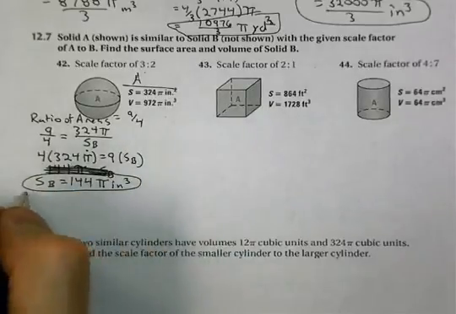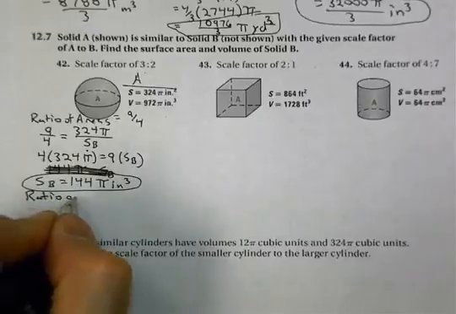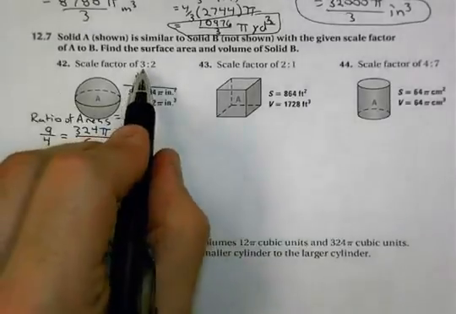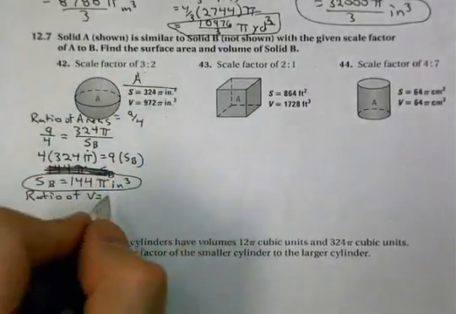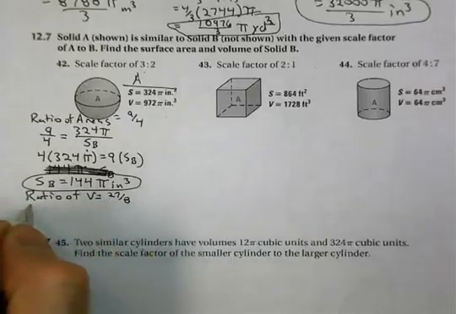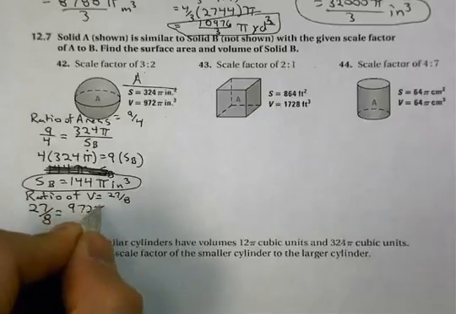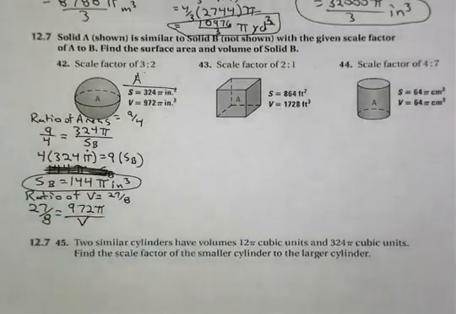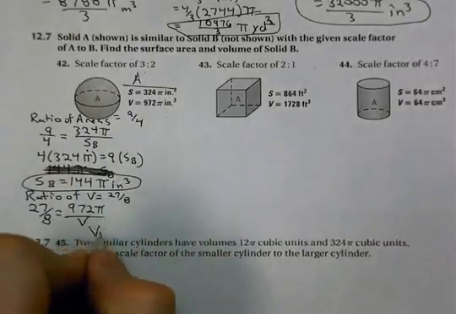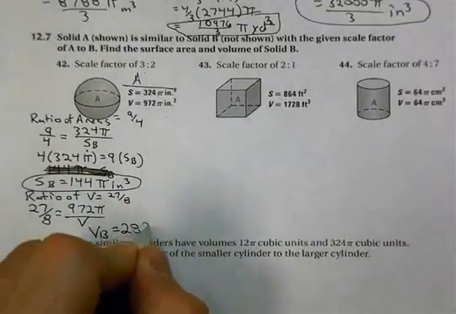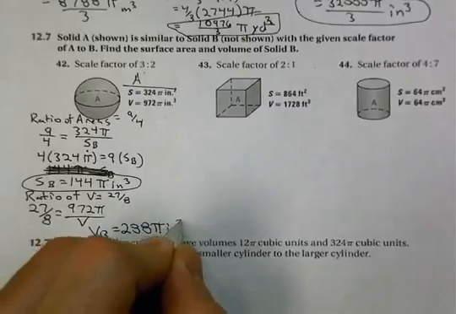Okay, ratio of the volumes is going to be these cubed, so 3 cubed over 2 cubed, that's 27 over 8. I get 27 over 8 equals 972 pi over the volume. We do cross product. 972 times 8 gives me 7,776. Divide that by 27 and I get the volume of B is 288 pi inches cubed.